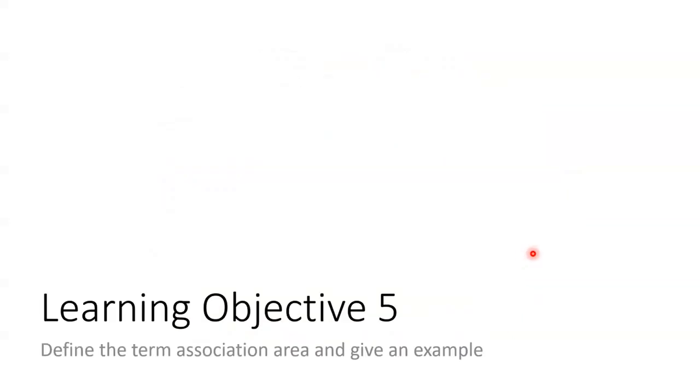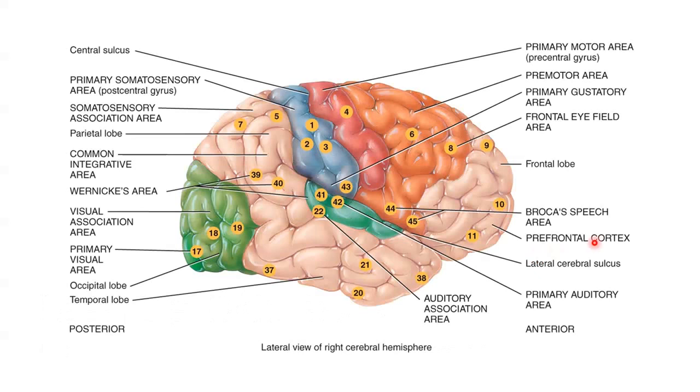All right, so coming towards the end, I know this is a long one, I'm sorry. Our second last learning objective is to define the term association area and provide an example of an association area. An association area is an area of the cerebral cortex which works to link and coordinate sensory and motor areas. So an association area allows us to produce a meaningful perception of the world. The functions of each association area are very specific. So what I've done is just highlighted a few different ones for you.